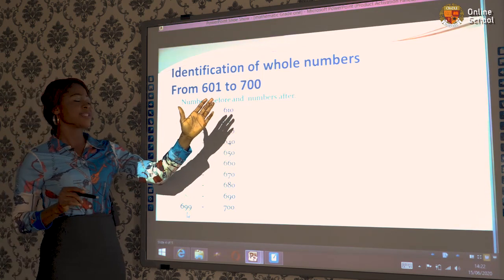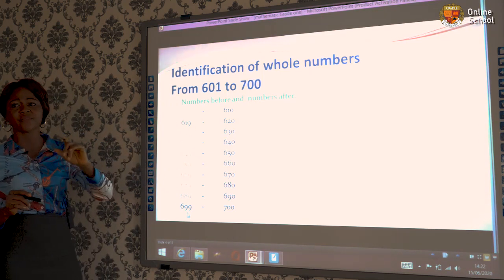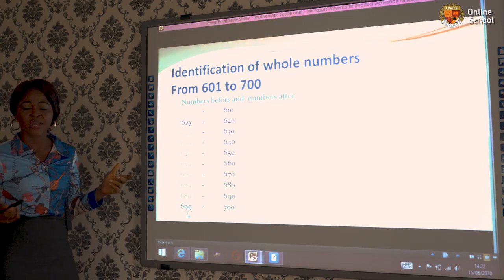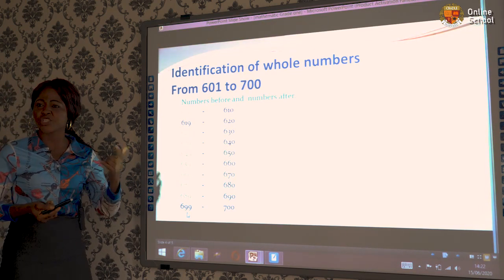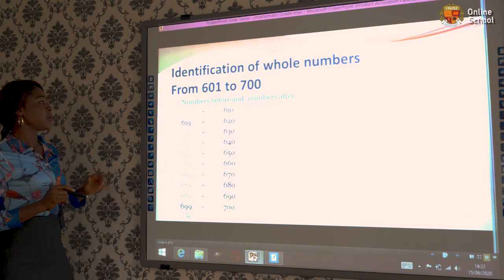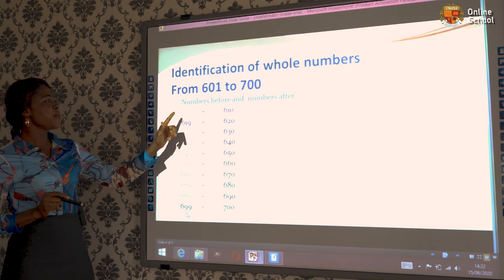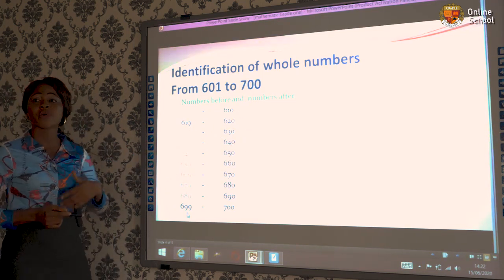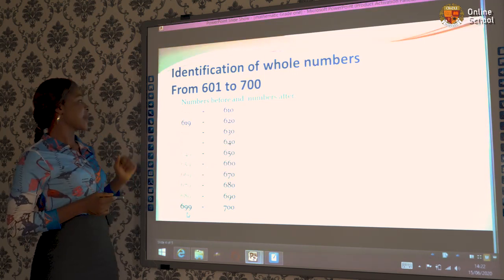Identification of whole numbers from 601 to 700. How will you identify your numbers when you are counting? When a group of numbers is changing to the next, what will you do? You should be able to know what to do. So let's look at it. I have here numbers before and numbers after. Which one comes first and which one comes last? So let's look at it.